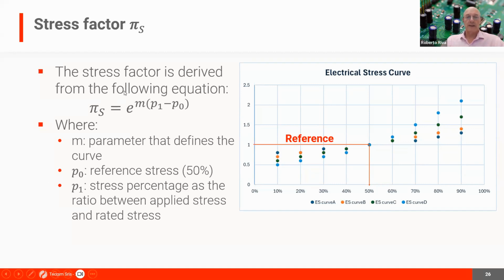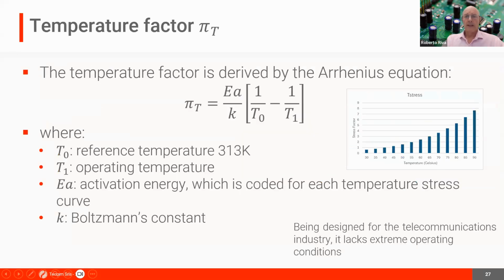For the pi stress factor, we essentially got the pi stress and the temperature stress, and here we got different curves according to the different M value that depends on the type of technology, the type of product, and things like that. And our reference condition is basically a 50% stress level. And in terms of the temperature factor, we have the Arrhenius equation with the reference condition of 313 K, the usual activation energy, and the Boltzmann constant.